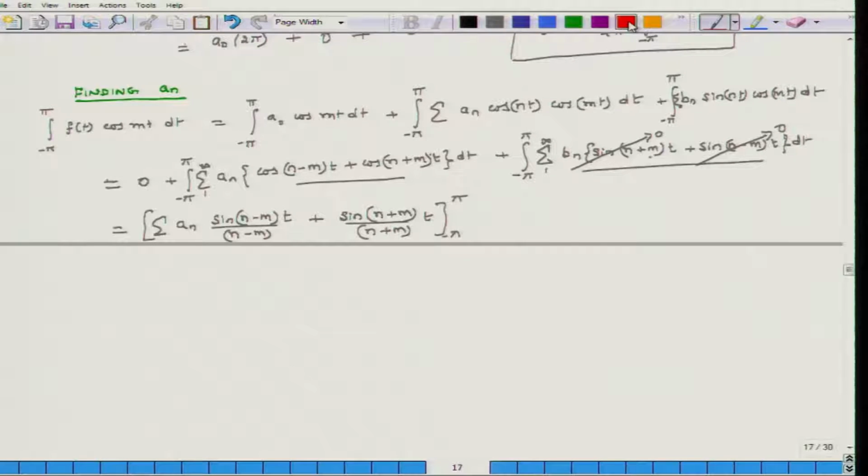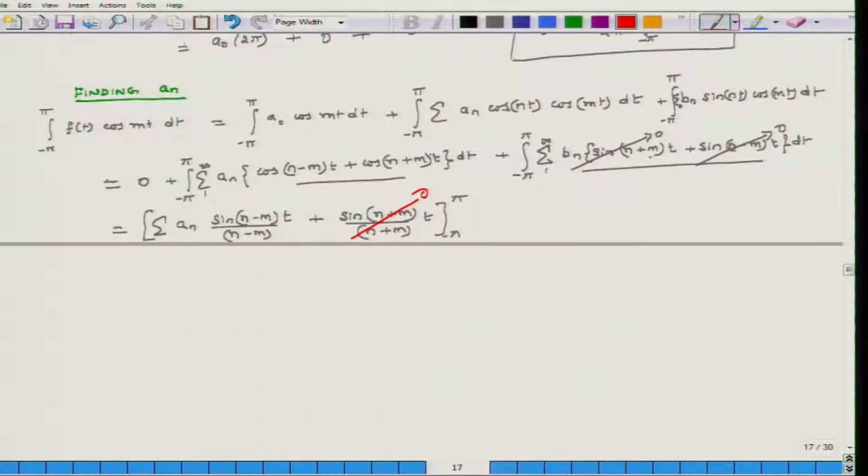Now, look at the second term, sin((n plus m)t) over (n plus m). The denominator is always a non-zero number, since n plus m is non-zero. The numerator, when t is equal to pi and n and m are integers, will be 0. When t is equal to minus pi also, it will be 0. So, this term is 0.